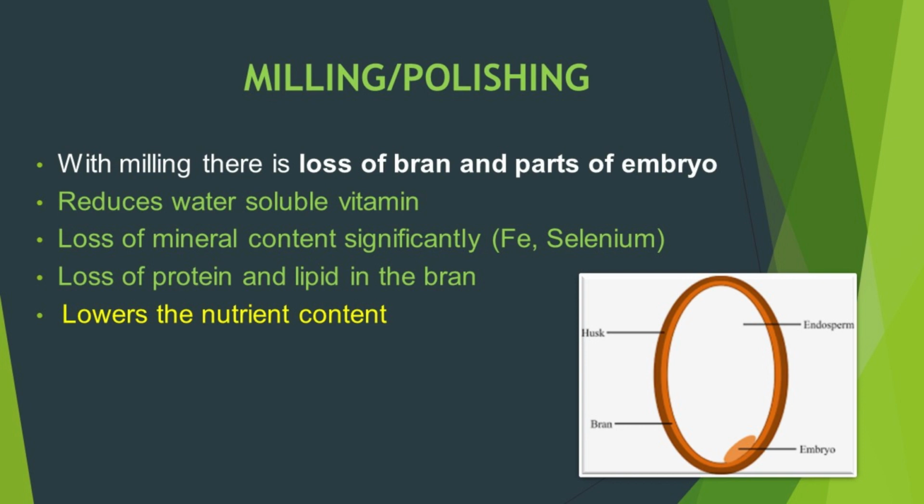In this diagram, you can see the basic structure of the rice grain. You have the husk outermost, and then you get the bran, and then the endosperm and the embryo. What happens during milling? During milling, there is removal of the husk, and also there is removal of the bran and parts of the embryo. This bran is rich in water-soluble vitamins, minerals, lipids and protein.